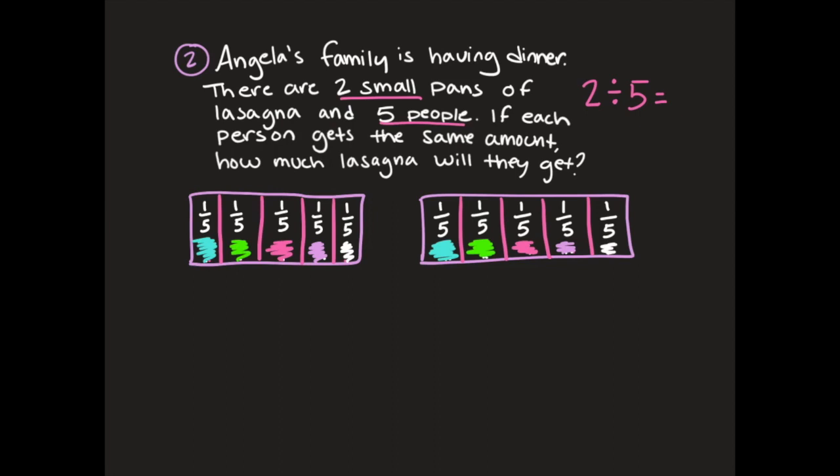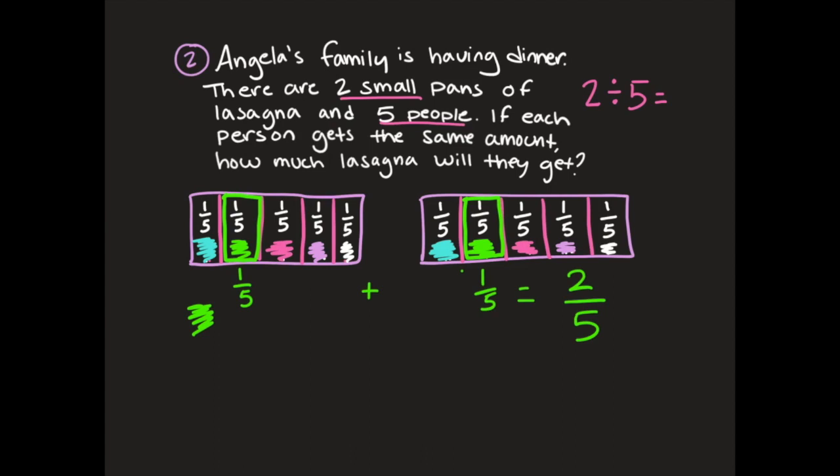Okay, so if I'm going to do the green person here today. If I am this person right here, I am eating this piece, which is 1/5, and I'm also eating this piece, which is also 1/5. So if I were to add those together, 1/5 from this pan and 1/5 from the second pan, that's going to equal 2/5 of the lasagna.